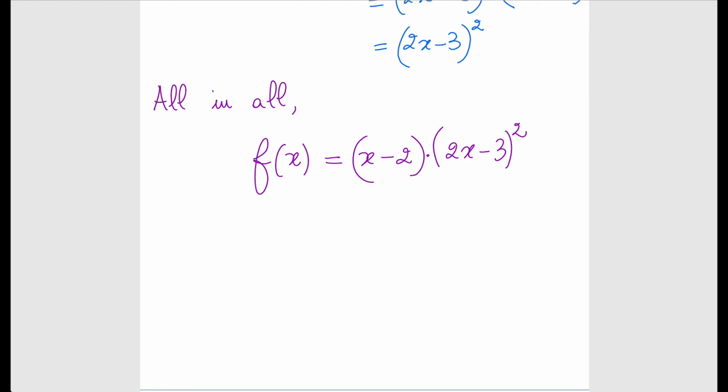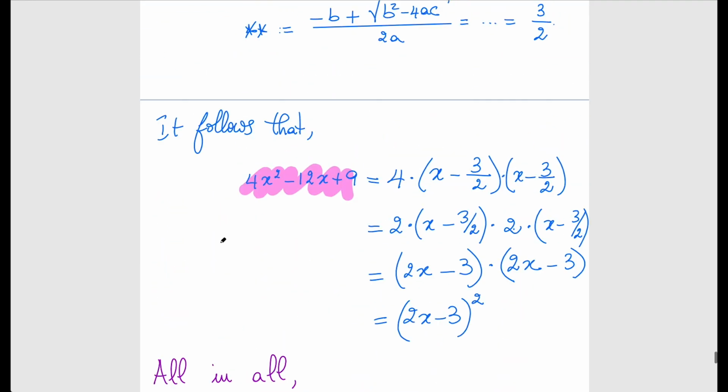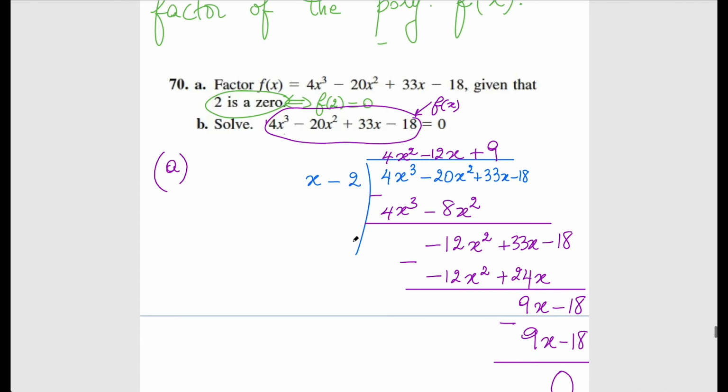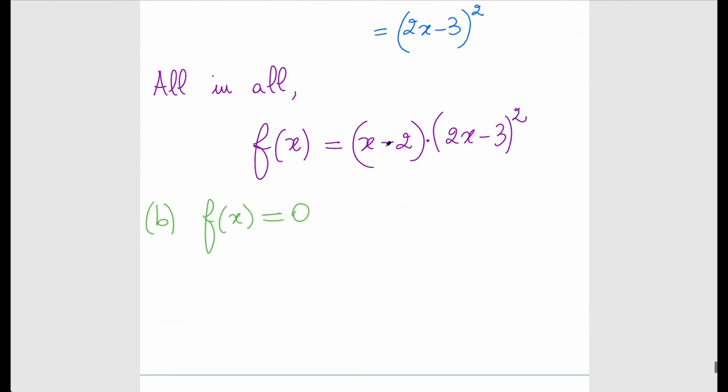So part B, I want to find when f of x is equal to 0. And f of x, based on how it was written, is a sum of things, right? Now, if you use part A, the factorization form of f of x, you can replace f of x by this guy. And this is easier to solve because this is the same as saying x minus 2 times 2x minus 3 squared is equal to 0.